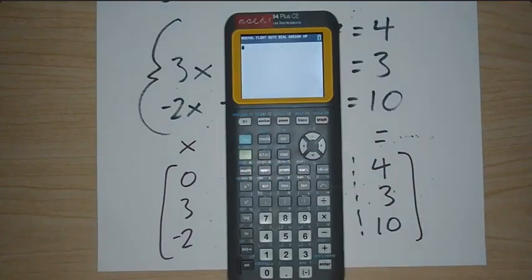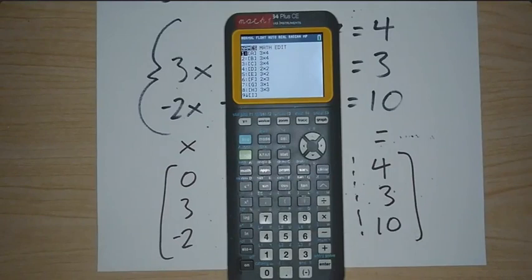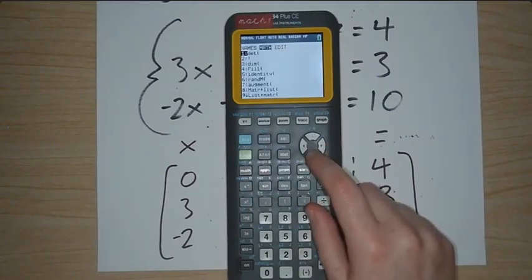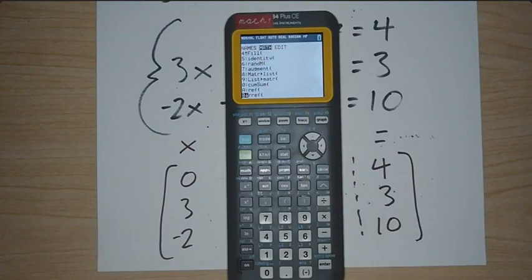So now we're back to our normal menu. We need to go back into the matrix menu, so we press second x to the negative 1 again, and we scroll over to math. We want to find the reduced row echelon form of this matrix, so we scroll all the way down to RREF and press enter.